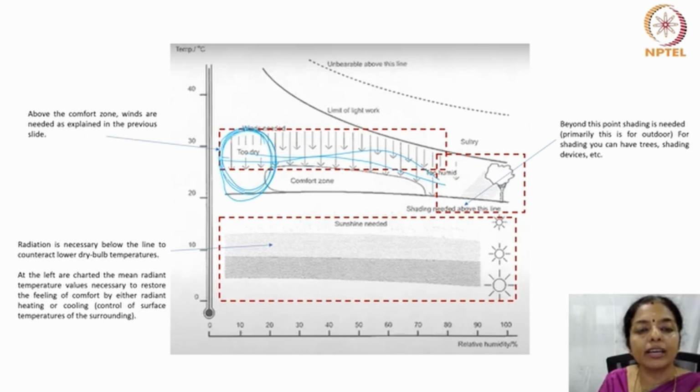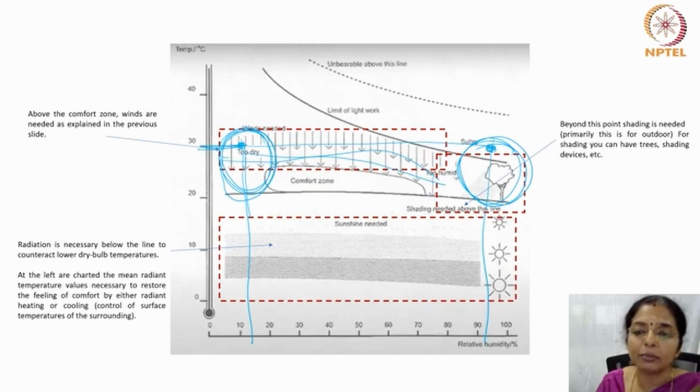As I had already given you the example, say 30 degrees centigrade and 10 to 15% humidity will make a person feel very dry. And this part will make a person feel very humid or sultry. At 30 degrees centigrade temperature and 95% humidity, it's going to be extremely sultry. This is the limit for light work to do. Only below this, light work can happen.